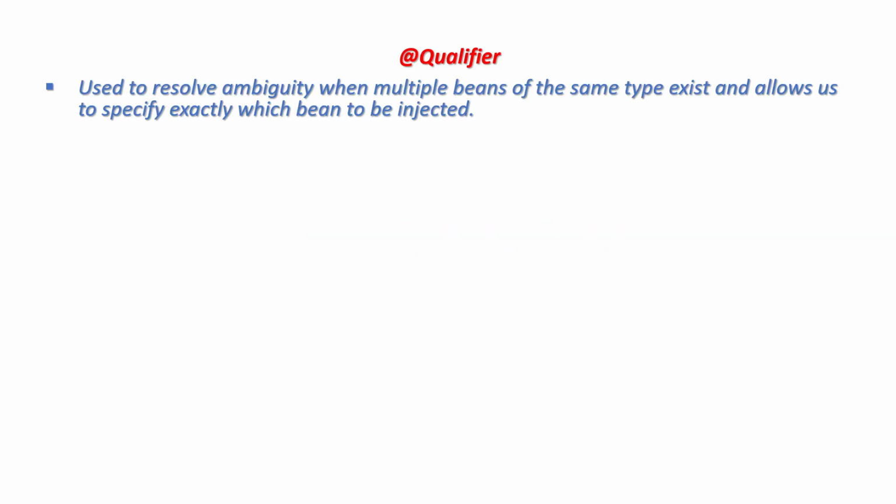So, a qualifier annotation will help to resolve the ambiguity when we have multiple beans for the same type, and we need to specify which bean to be injected. So, to avoid the ambiguity when multiple beans of the same type exist, and to specify which bean has to be injected, for that purpose we can use the qualifier annotation. This we will discuss in detail with an example so we can get a better understanding.